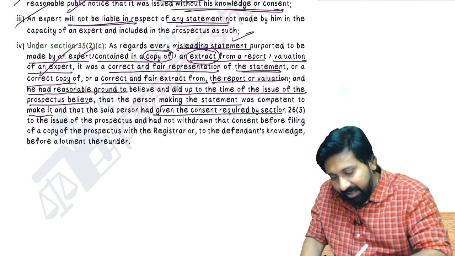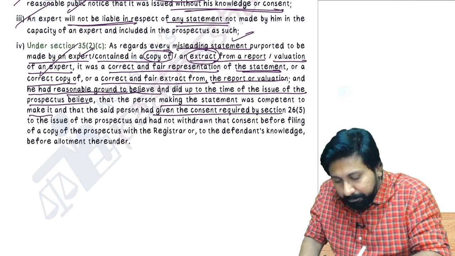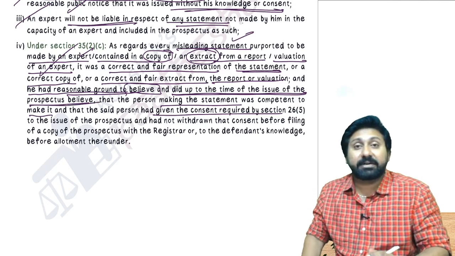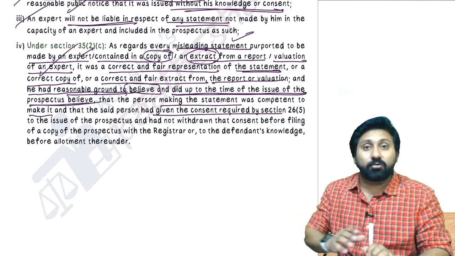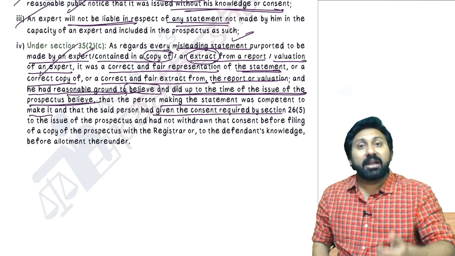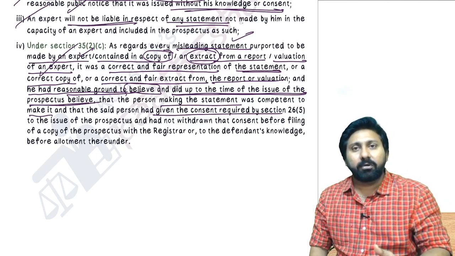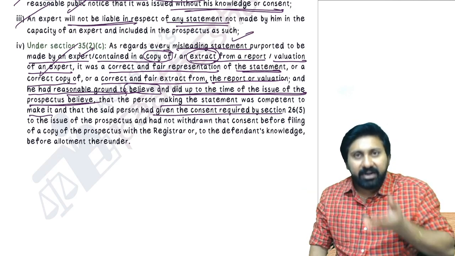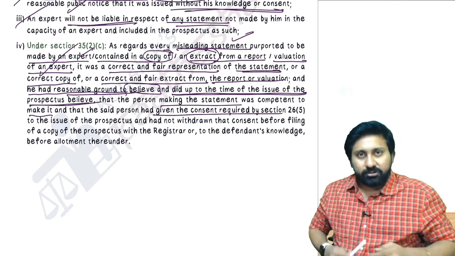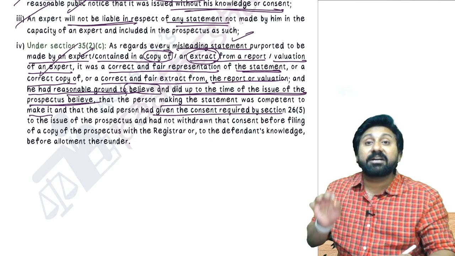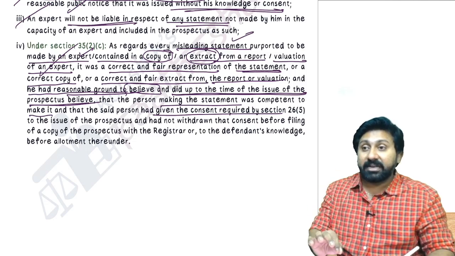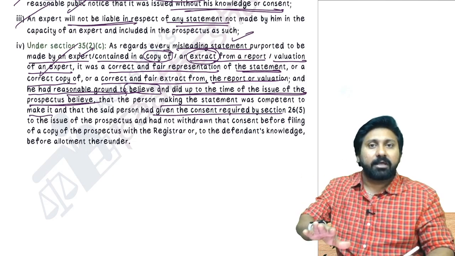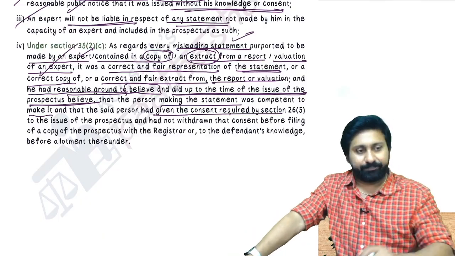So he said that I have a reasonable ground to believe, and I did believe it up to the time of issue of the prospectus. I believed that the expert statement is true because it is made by an expert, and I believe that he has the qualification to do so, and that fellow also has given consent to that. So I believe in his statement and I signed on the prospectus. So try to understand, an innocent person who signed on the prospectus, believing that the expert has the competence to give a report, will not become liable.